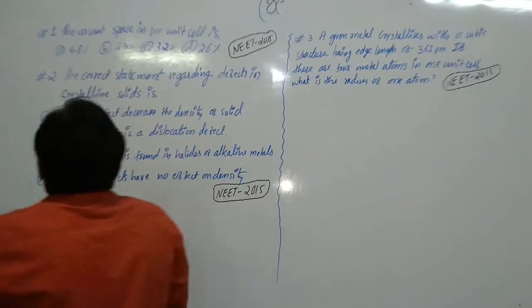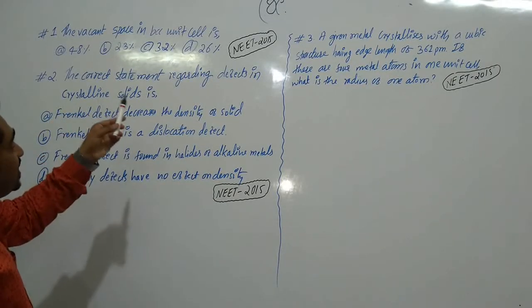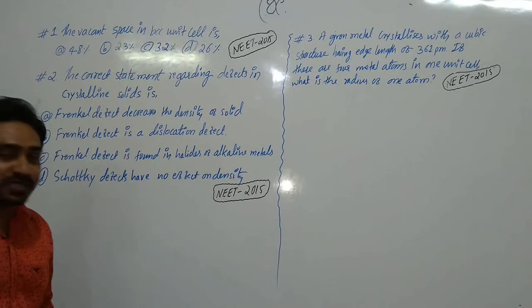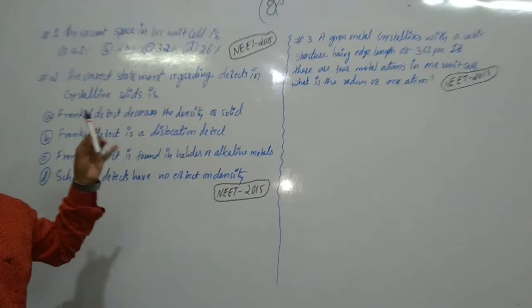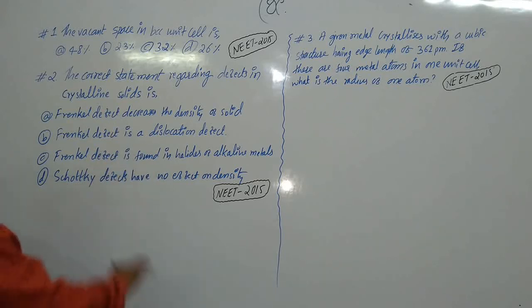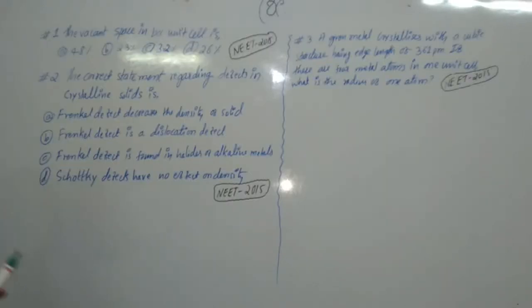Let's see the first one. The vacant space in a BCC unit cell: what is the vacant space present in the BCC unit cell? It is the simplest question asked in NEET. Please solve this question on your own, and I will give the hint on how to solve it.